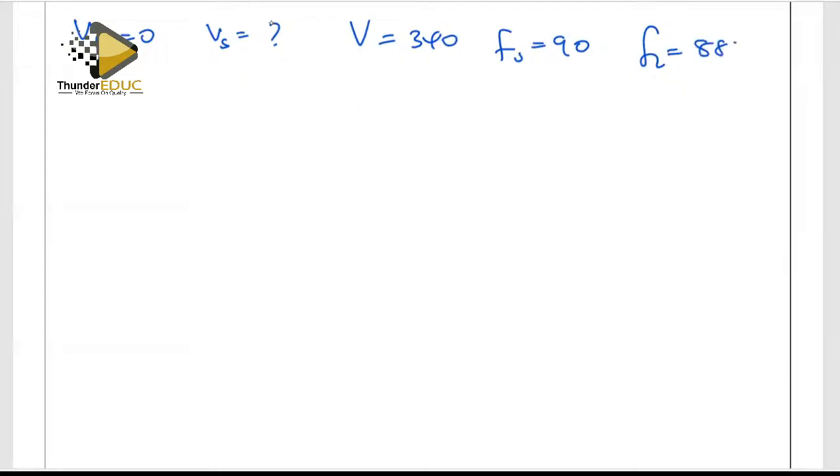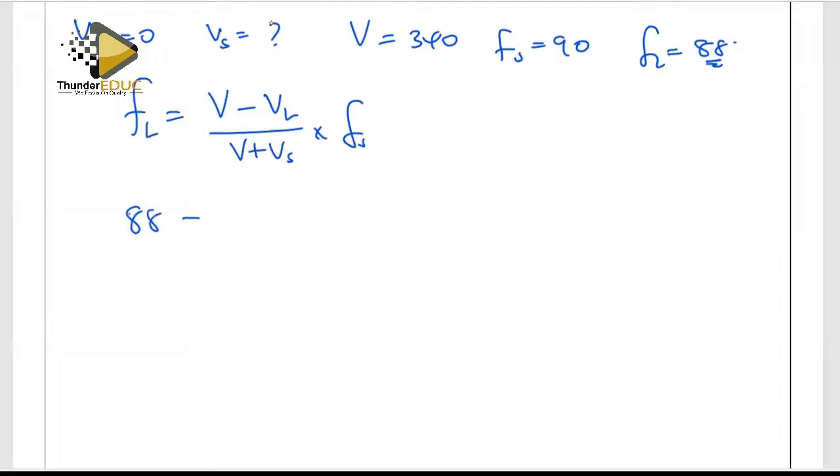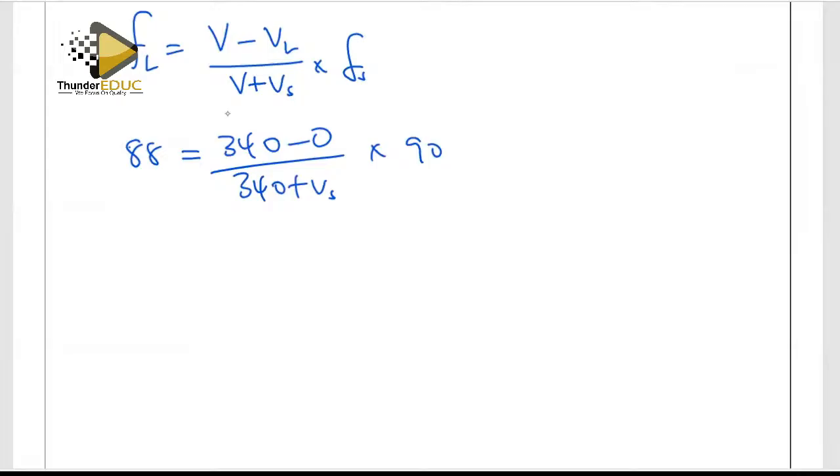Now, since the hawk is moving away, our frequency of the listener is V minus VL over V plus Vs times Fs. This is what we're going to use. So the listener is 88, this is 340 minus 0 over 340 plus Vs times 90. Let's do the cross multiplication, or the switching. That's going to be 340 times 90 over 88 is equal to 340 plus Vs.